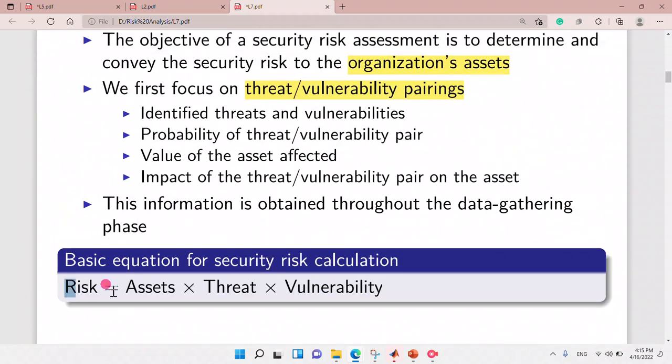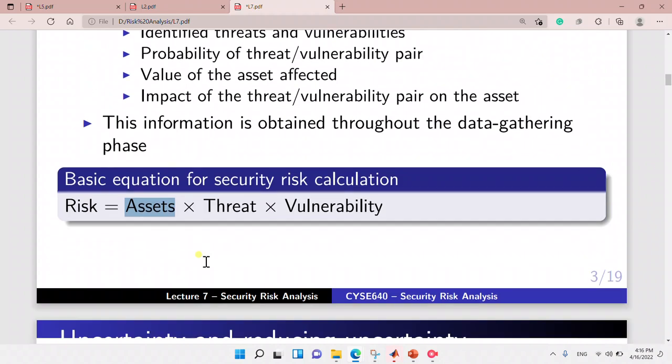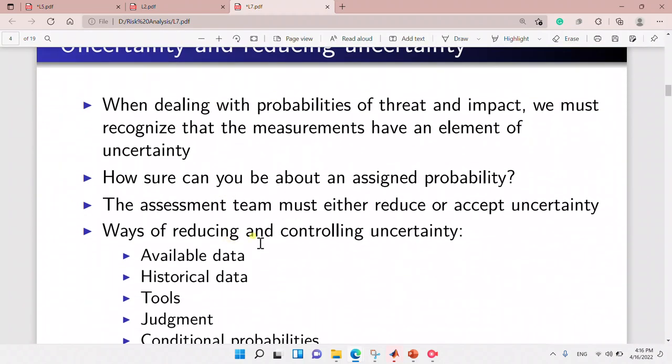اوكي، يعني هلا الريسك عندنا اول اشي بنعمل multiply by the asset with threat with vulnerability. يعني if we have sensitive data, it's a very important asset, it's multiplied by the threat and multiplied by the vulnerability. هلا what is this, يعني what are these numbers؟ خلنا نشوف.